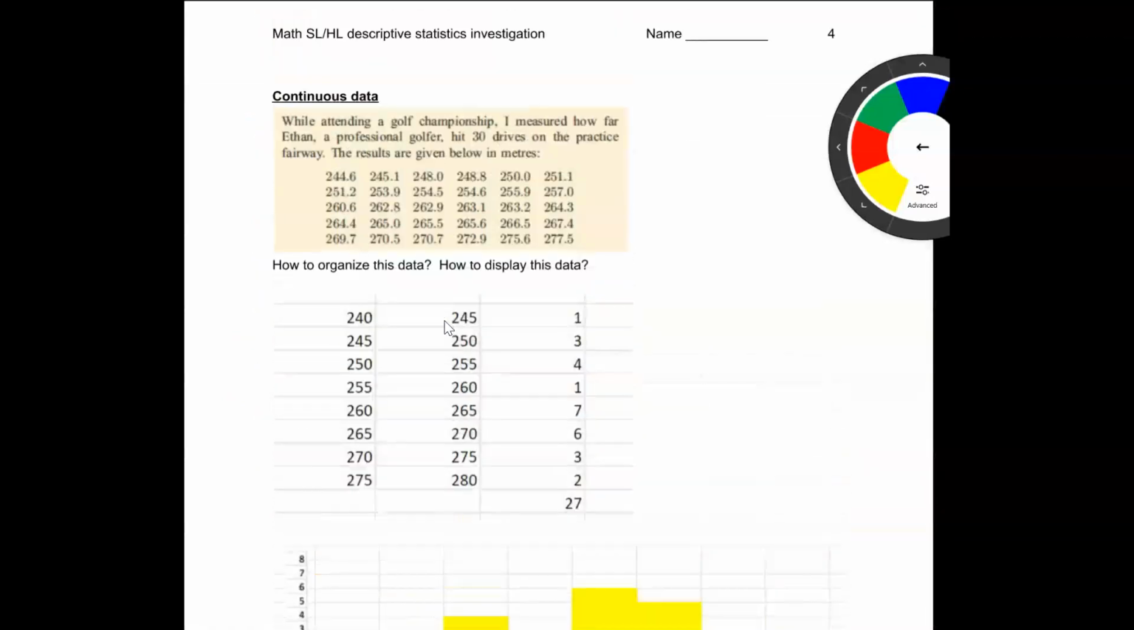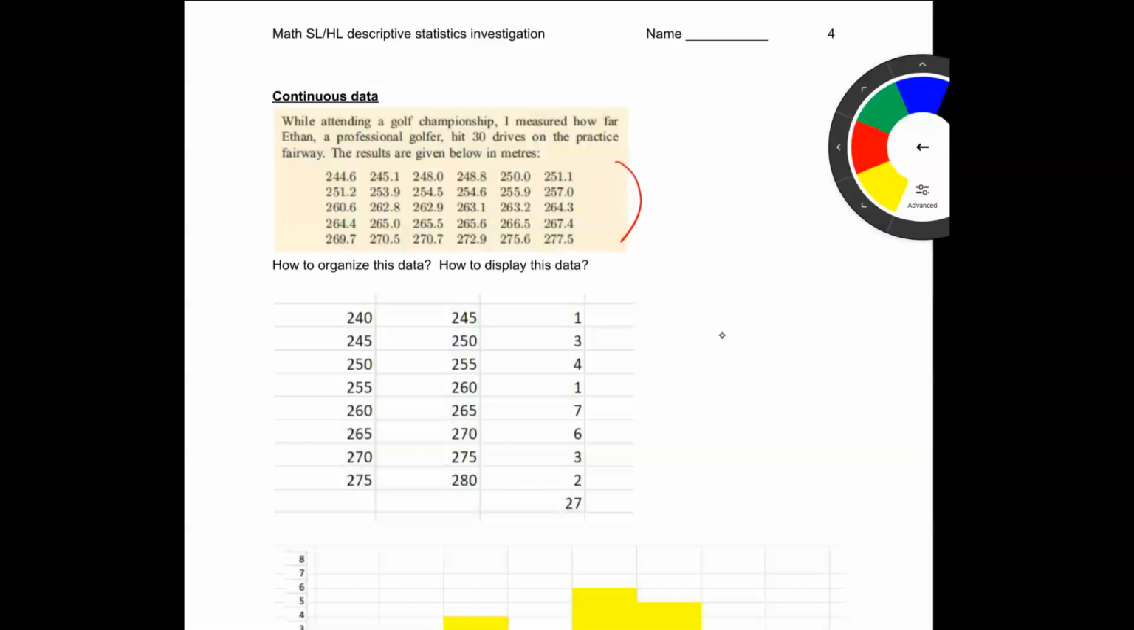Okay? Let's talk about continuous data now. Remember, continuous data is like decimal data. So here is an example from the book of decimal data. Basically, these are distances that a golfer has shot the ball from the tee. Okay, and so these are distances in yards, I think, or meters.